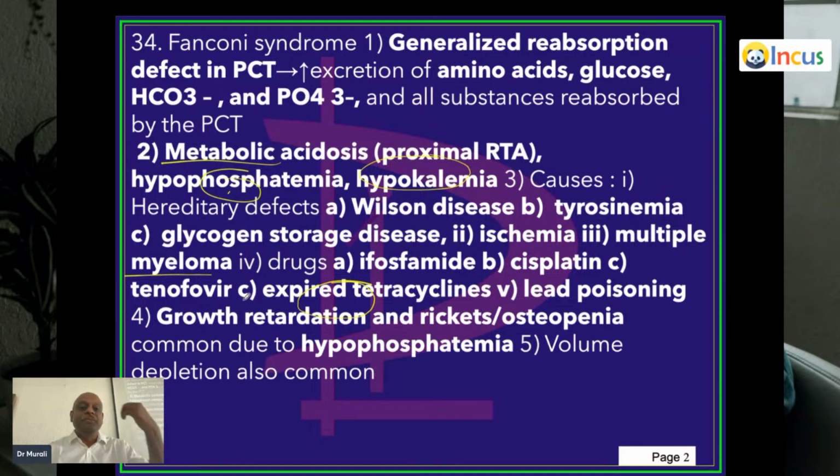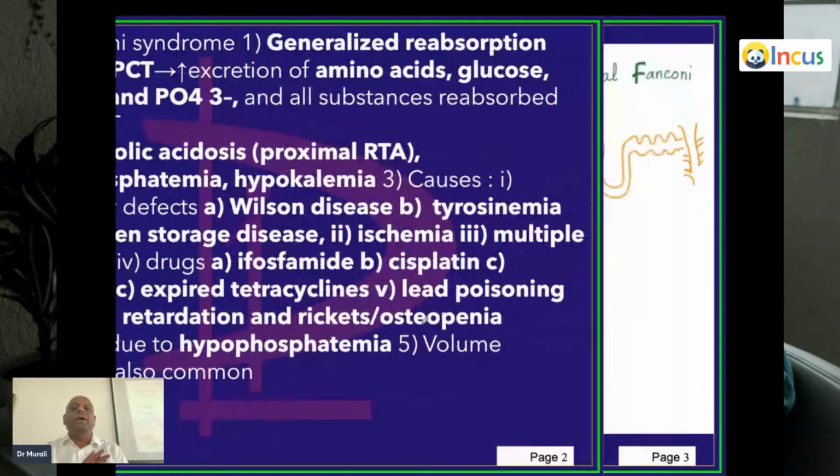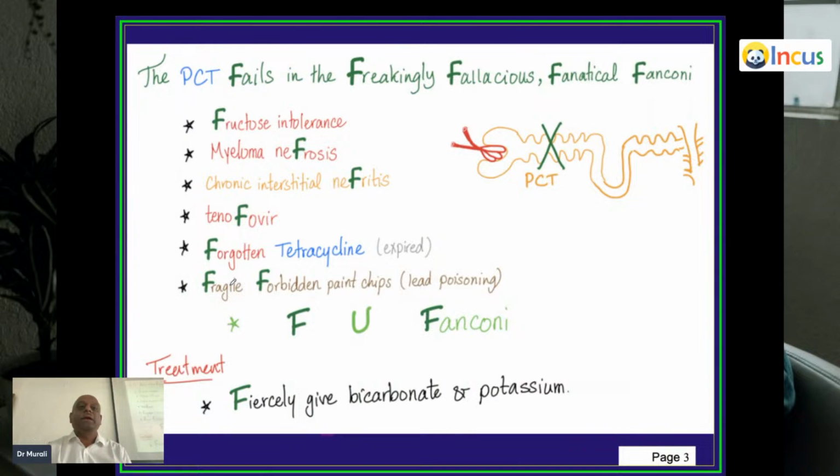Okay, so expired tetracyclines, lead poisoning, they all can lead to development of Fanconi. The moment you are losing phosphate into urine, if there is no phosphate available, the bone growth gets affected. That's the reason there is growth retardation, rickets, osteopenia, etc., in case of Fanconi. So you should know everything about Fanconi.